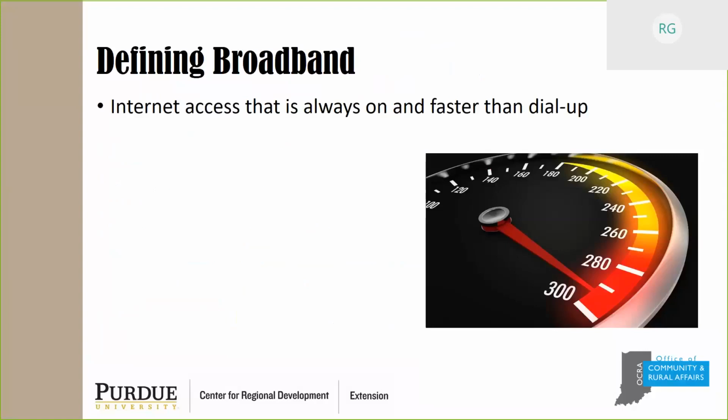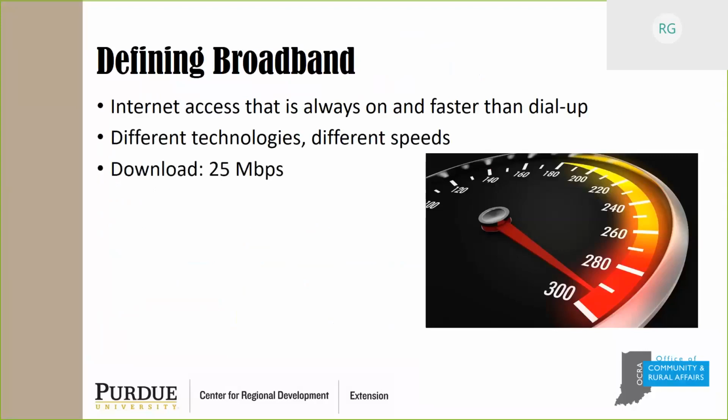On top of this definition, they added a speed component, a speed threshold, which is what you're going to hear a lot more about. And obviously different broadband technologies, which I'm going to cover shortly, offer different speeds. But what does that mean? What does this speed threshold mean? Well, the current definition, or one of the current definitions of broadband, means that a service is considered broadband when it has download speeds of at least 25 megabits per second and upload speeds of 3 megabits per second.